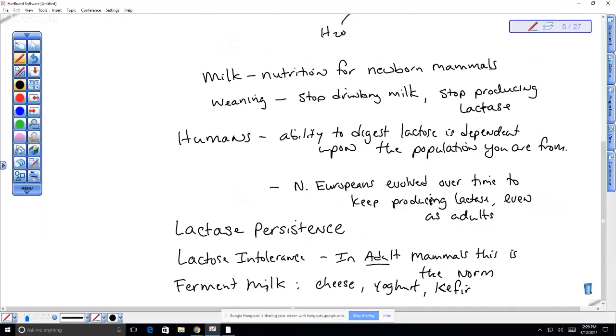Now I want to point out that this is a little bit different than an allergy. So this does not cause inflammation. It does not cause an allergic response. The reason why it feels so bad if you're lactose intolerant is that you have microorganisms that digest the lactose and then they produce gas. And that gas causes intestinal cramping if you drink too much lactose.